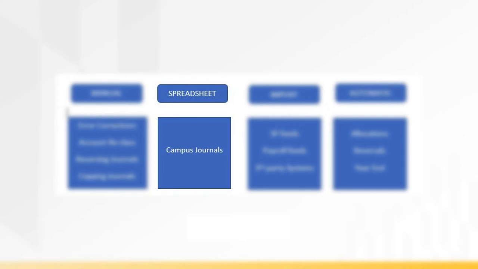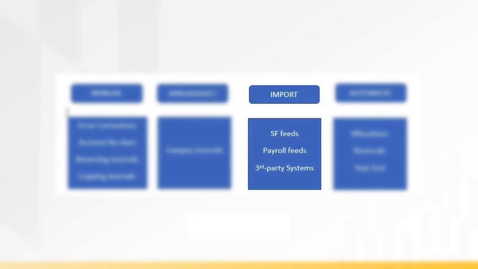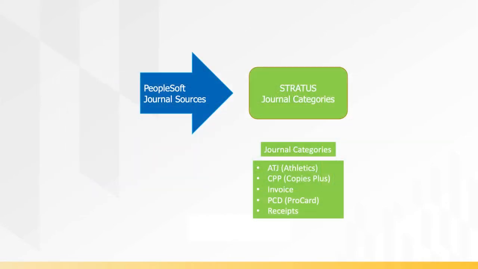Spreadsheet journals are the most common and will continue to be used by campus users to submit financial data to Stratus via the improved spreadsheet upload function. Import journals will continue to capture transactions from other systems, such as the weekly payroll feeds from the HR system. Automatic journals, such as allocations, will continue to be created in Stratus as well. Journal sources known today in PeopleSoft will be known as journal categories in Stratus.